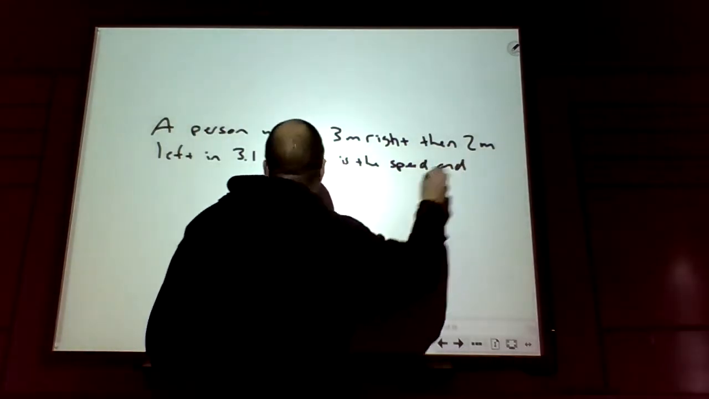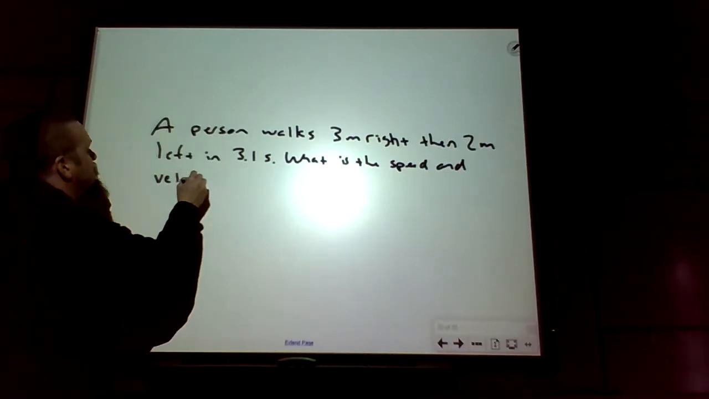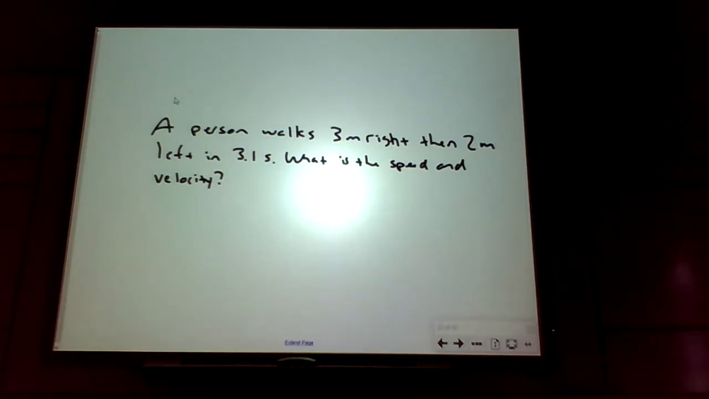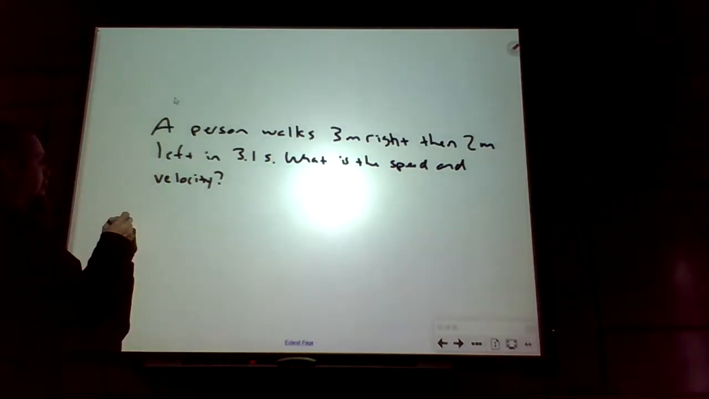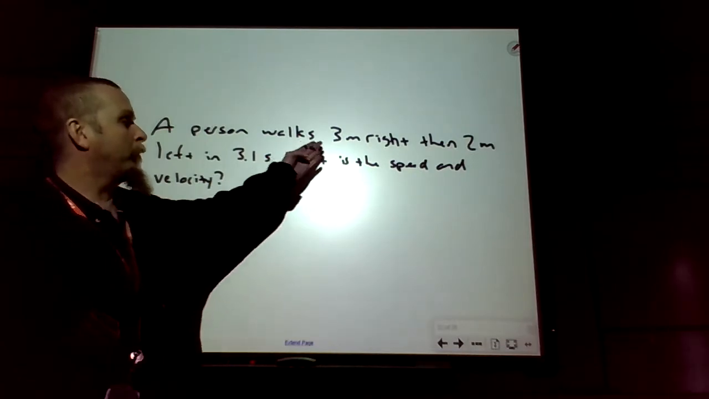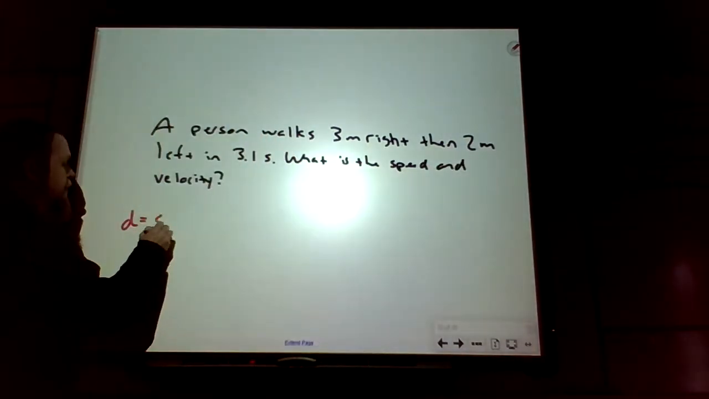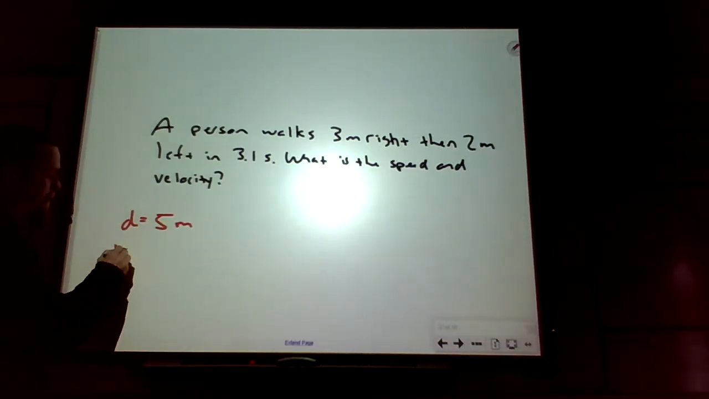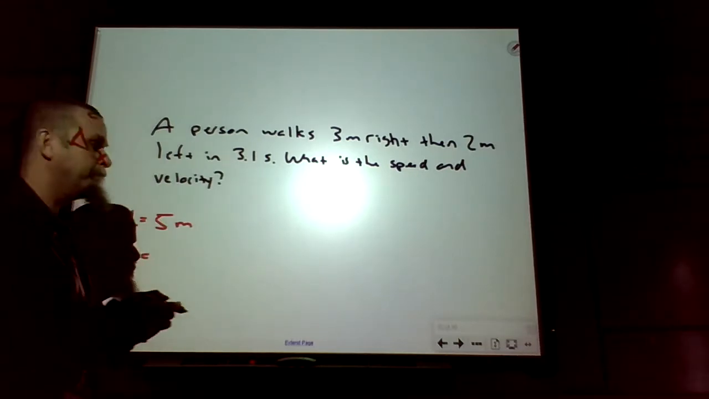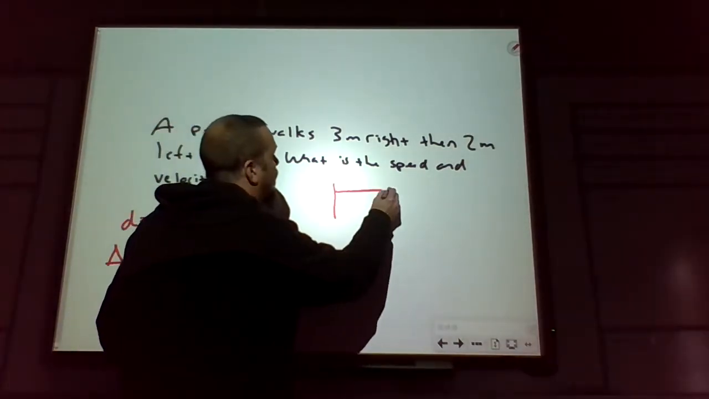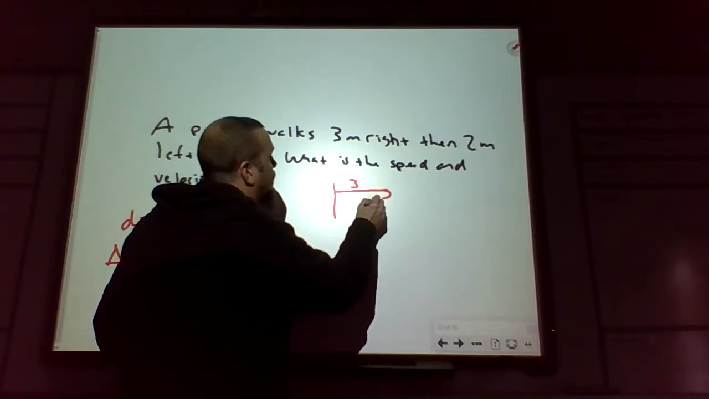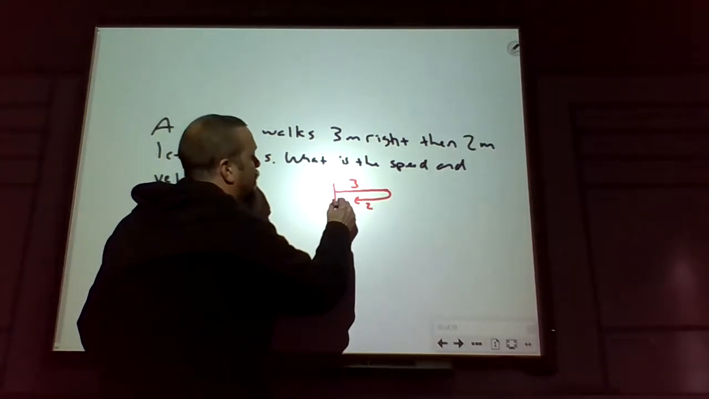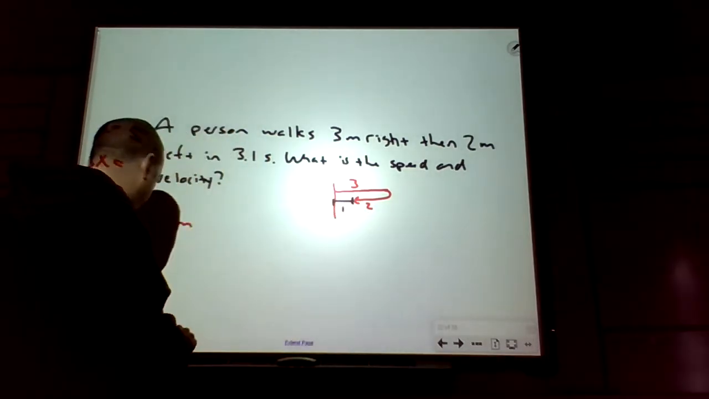This is speed and velocity. Well, to do this, the first thing we're going to have to do is calculate distance and displacement. Distance is just the sum of everything. So we went 3 meters, then we went 2 meters, so the distance is 5 meters. The displacement, the delta x, is the distance from the starting position. So we started here, went 3 meters that way, and we turned around and went 2 meters that way. Distance from the starting position is 1 meter.